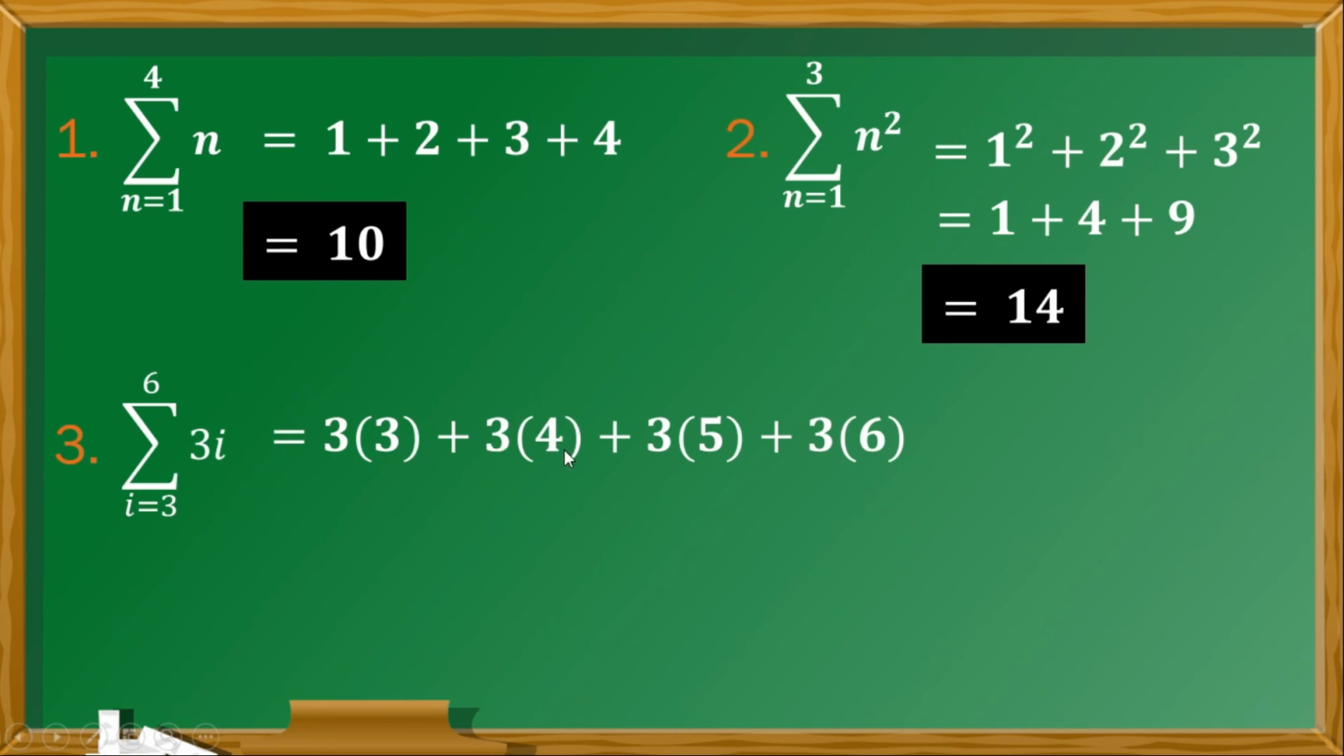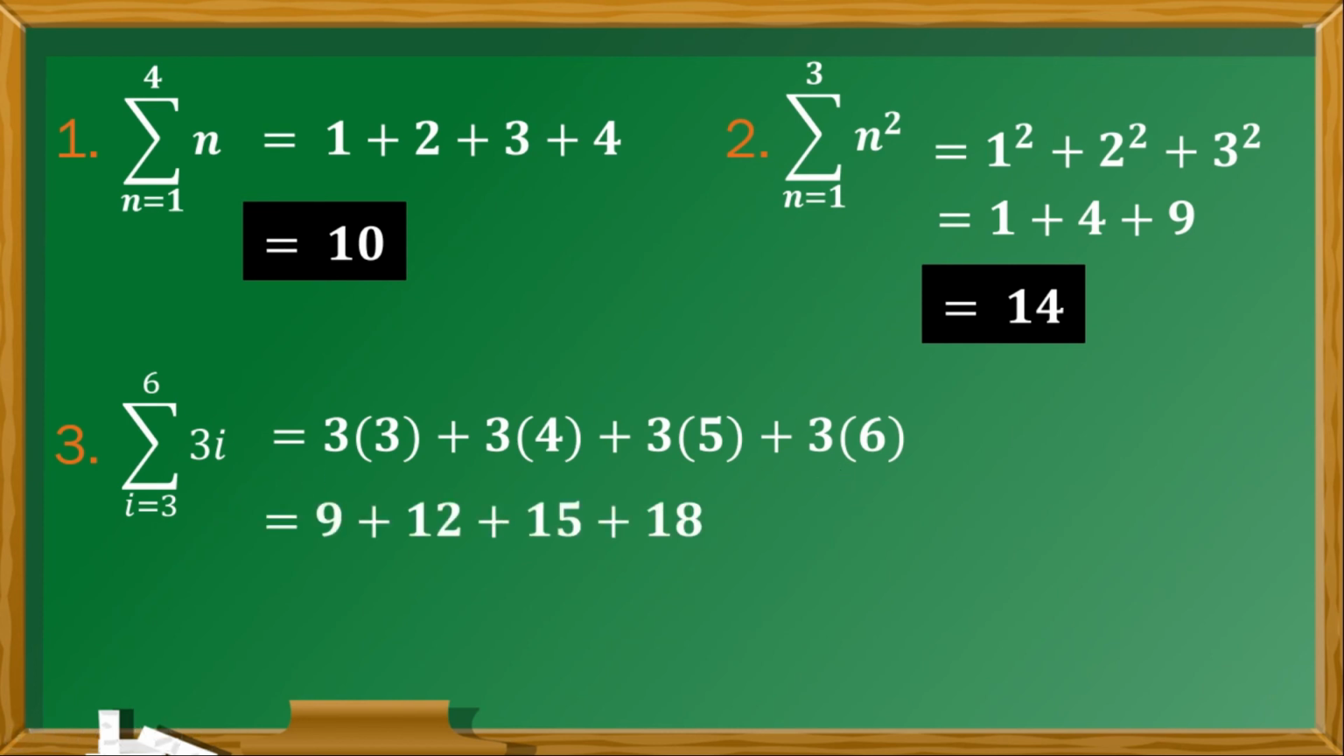3 times 4 plus, since magkatabi sila, minumultiply natin ha. It indicates multiplication. Kaya minumultiply natin. Okay, sunod sa 4 ay 5. 3 times 5. At yung huling number natin ay 6. Kaya minultiply natin yung 3 sa 6. Ano napapansin nyo? Nag-start tayo sa 3 at nag-end tayo sa 6. At yung 3 dito ay constant yan. Kaya dapat nakalagay lang yan dito.